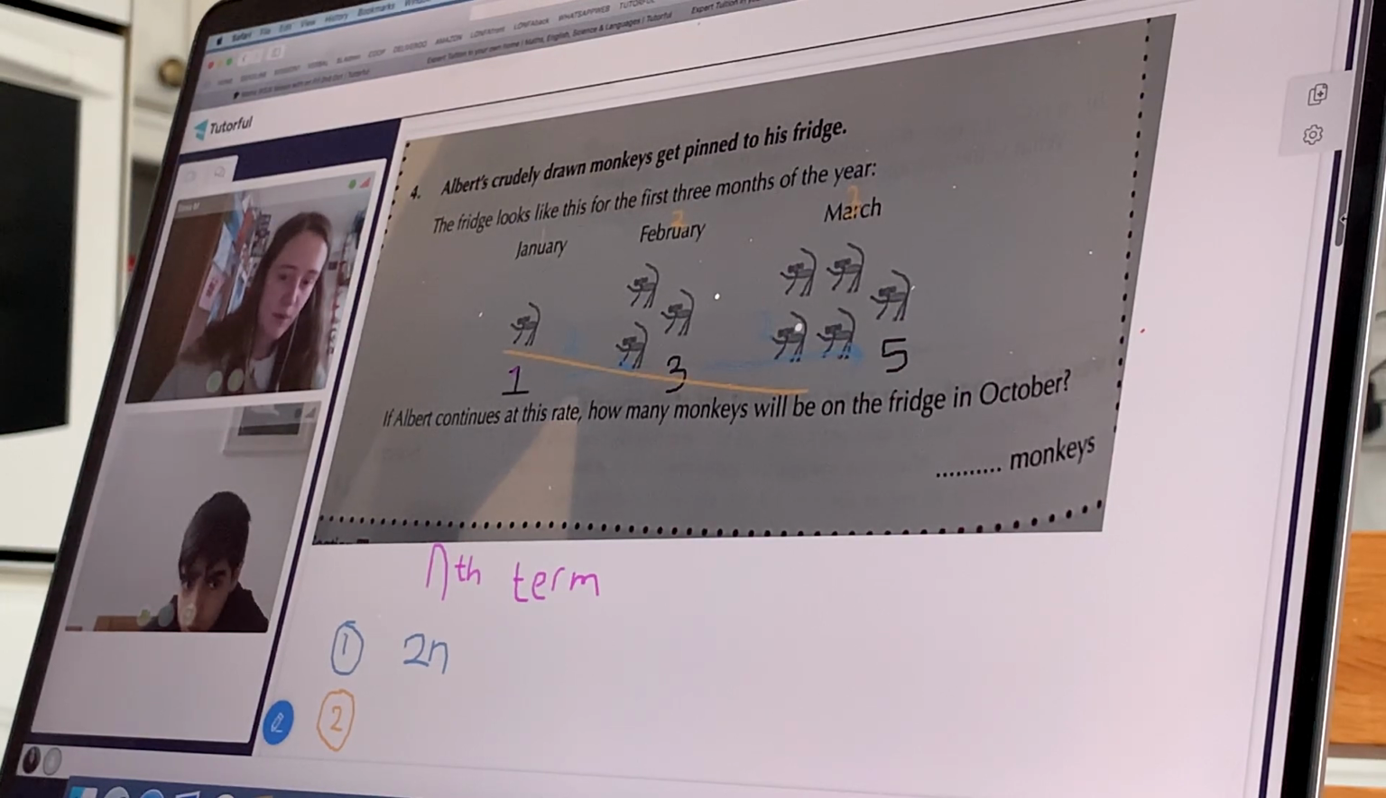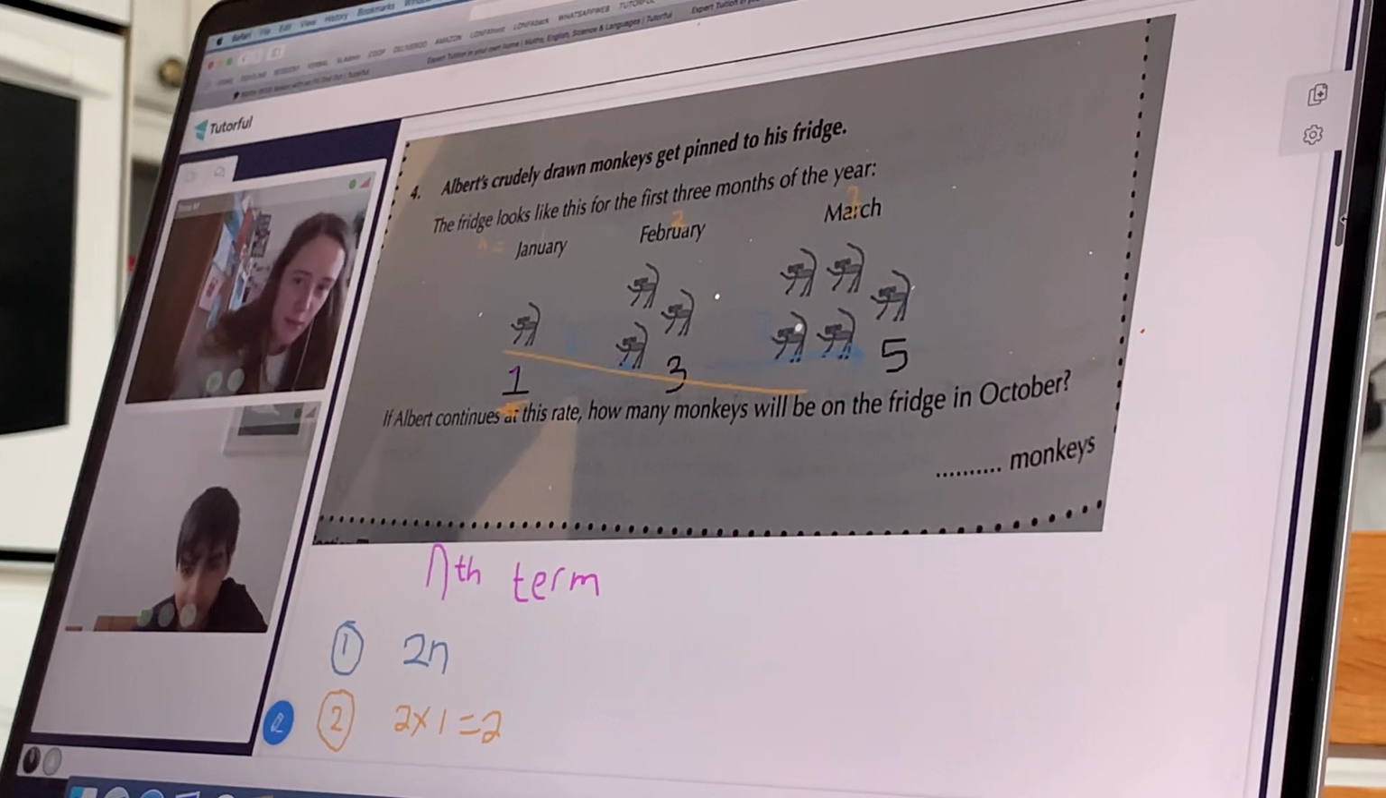So for the first term, January, when n equals 1, we get 2 times 1, and that equals 2. But we know that it should equal 1, because that's how many monkeys we've got in January. So what we do is we change this nth term to be 2n minus 1.